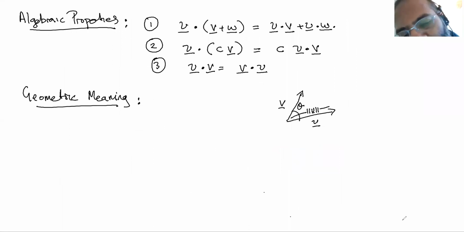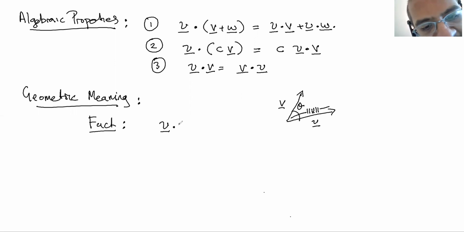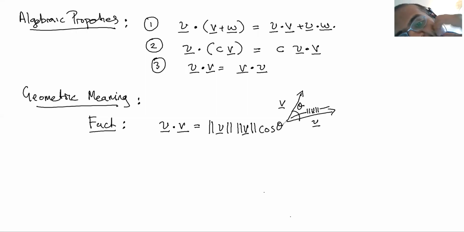Okay. So now the neat thing is that the dot product also encodes the angle between the vectors. Here's an important geometric fact. The fact is that the dot product u dot v is equal to the product of the norms times the cosine of this angle. The proof of this is in the book. We won't prove this.